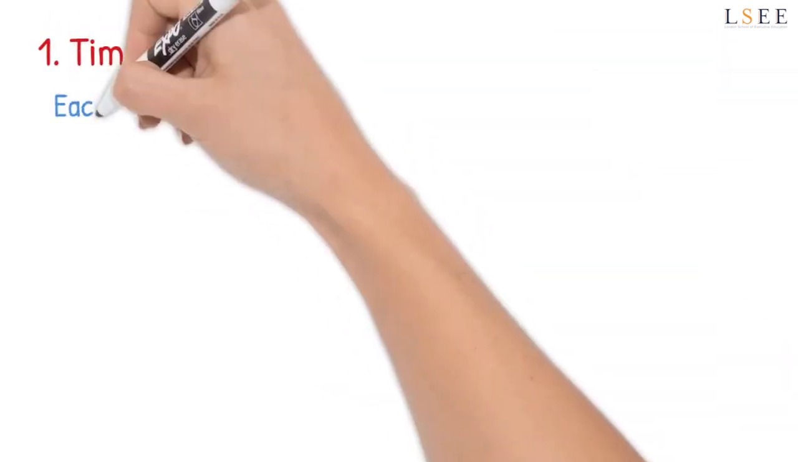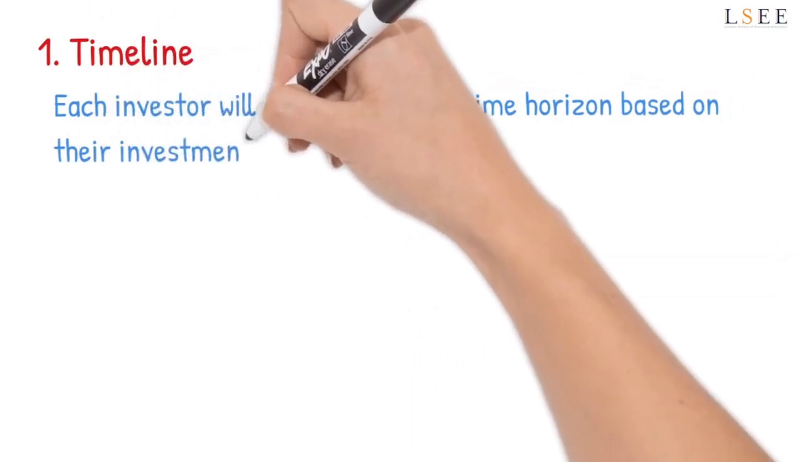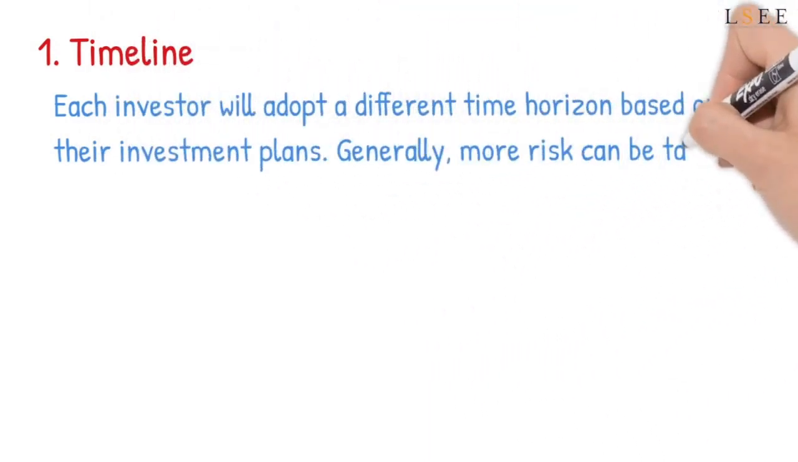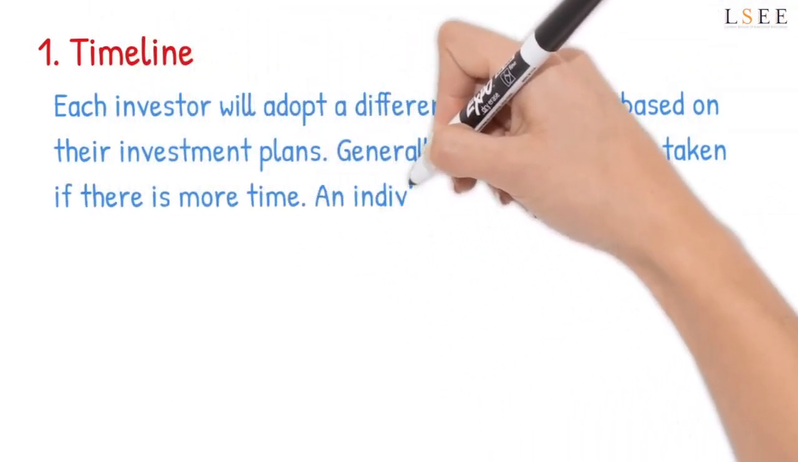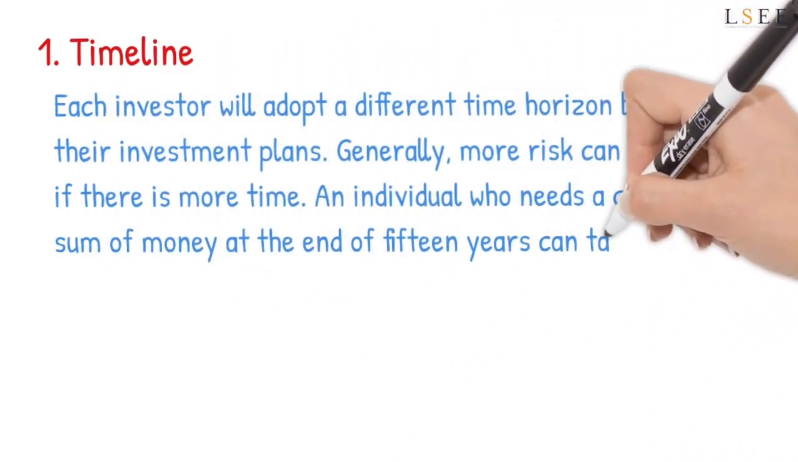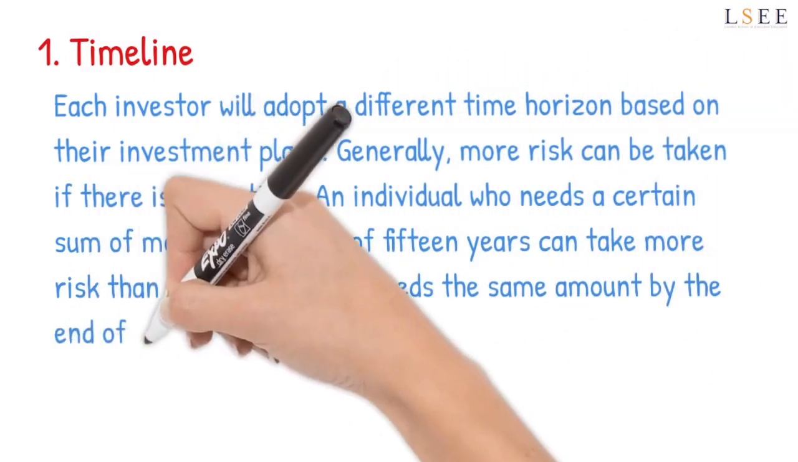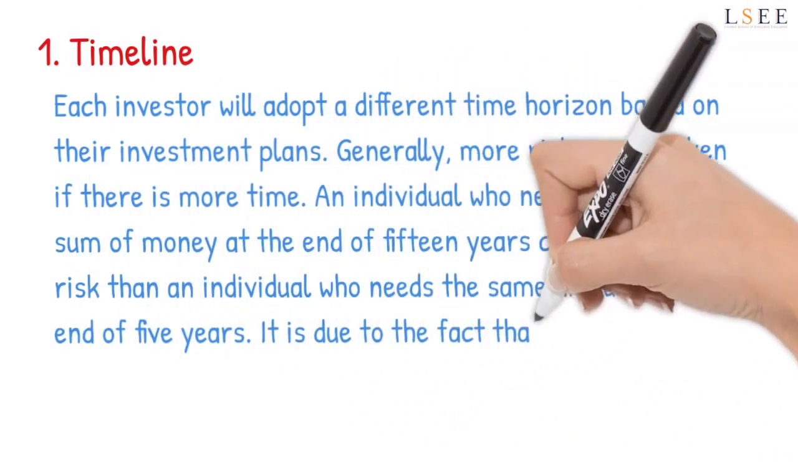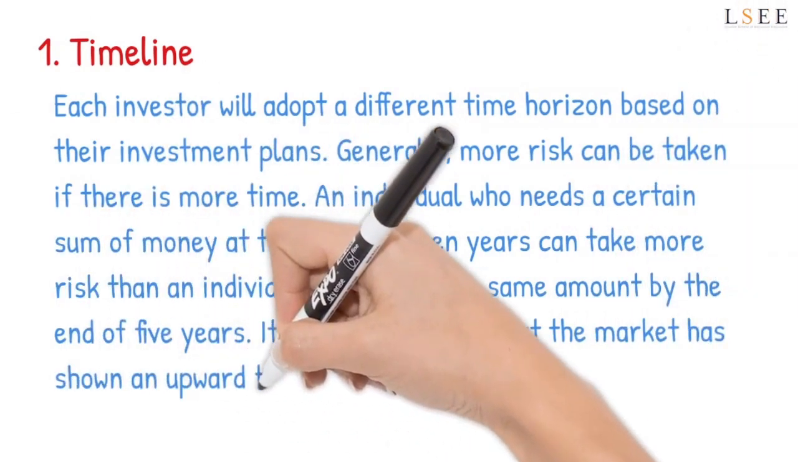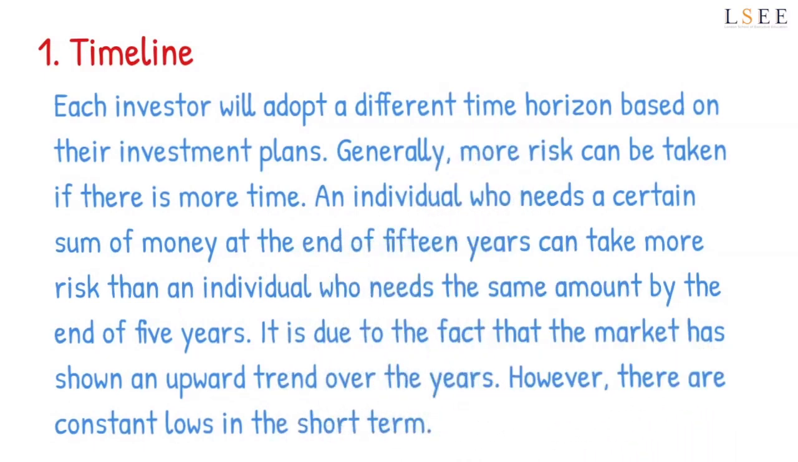Factors that influence risk tolerance. 1. Timeline. Each investor will adopt a different time horizon based on their investment plans. Generally, more risk can be taken if there is more time. An individual who needs a certain sum of money at the end of 15 years can take more risk than an individual who needs the same amount by the end of 5 years. It is due to the fact that the market has shown an upward trend over the years. However, there are constant lows in the short term.